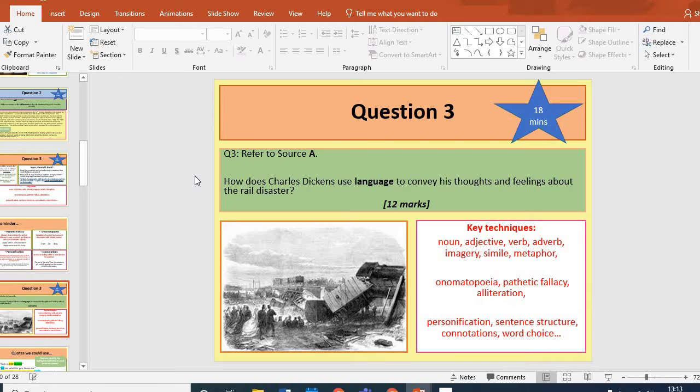How does Charles Dickens use language to convey his thoughts and feelings about the rail disaster? It's worth 12 marks, and I put in the star above 18 minutes. So you should be aiming to answer this question in 18 to 20 minutes probably. As a reminder, some of the key techniques and vocab you would want to use are below. So they are the things you're looking for within the text.